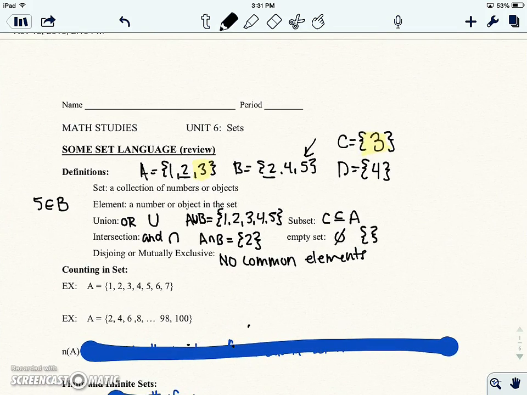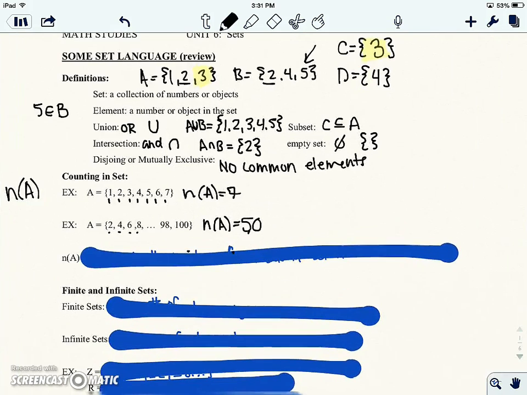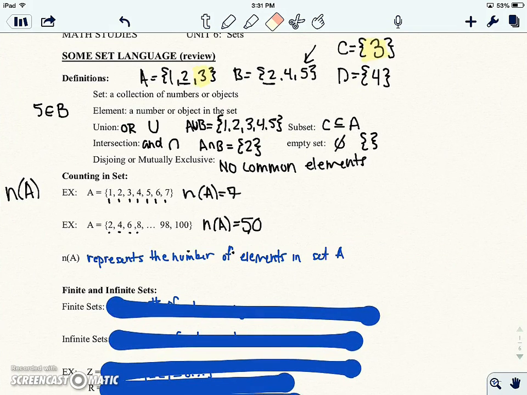What we're going to add now is counting sets. You count a set by saying the number in that set. So for example, the number in set A. In this example, the number in set A is 1, 2, 3, 4, 5, 6, 7. So n of A is 7. The number in this example, we're counting by 2: 2, 4, 6, 8, all the way up to 100, so it should be 50. So the actual definition for n of A is that it represents the number of elements in set A. So we're counting them up.